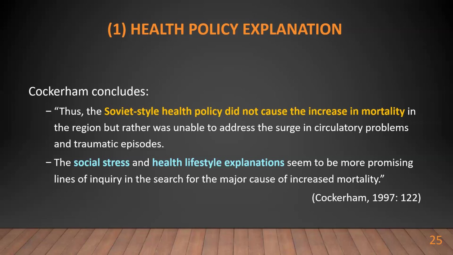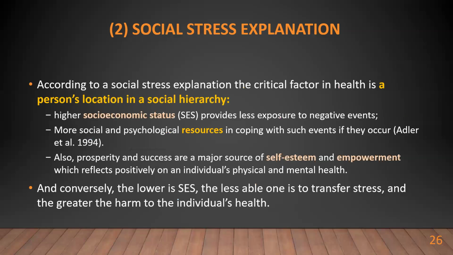The social stress and the health lifestyle explanation seem to be more promising lines of inquiry, and therefore let's go to them. Now let's talk about social stress. According to the social stress explanation, the critical factor in health is a person's location in a social hierarchy.